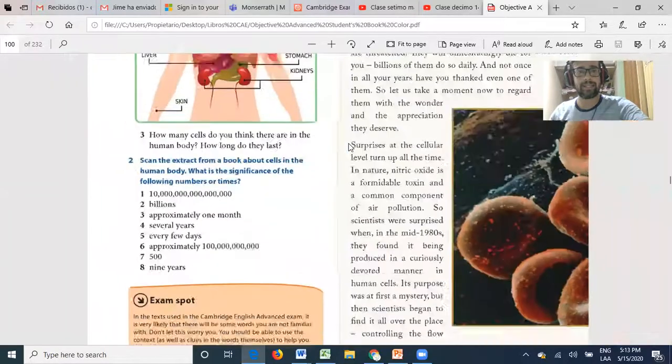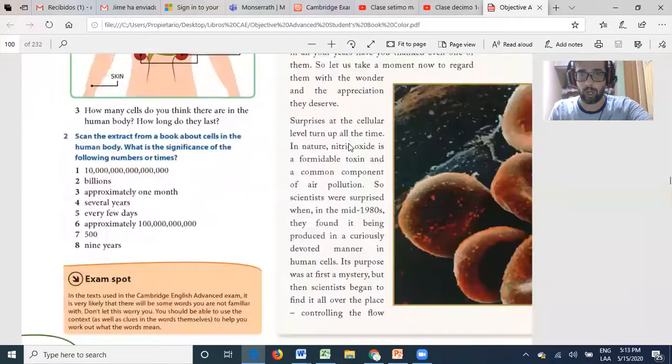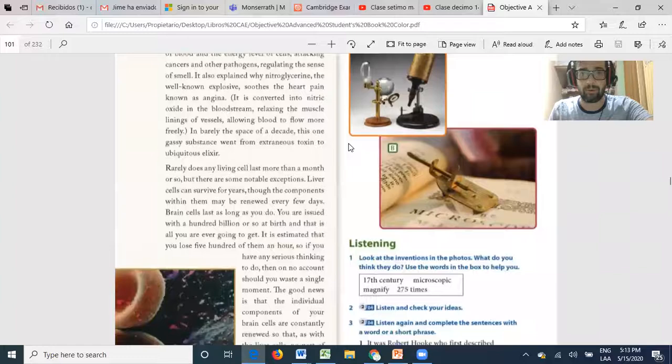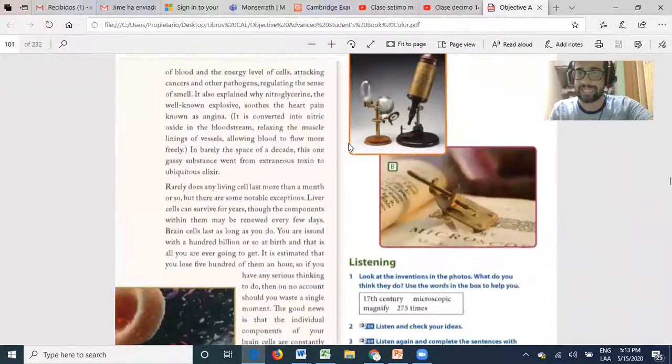So again, this exercise number 2 is very important. Again, it says scan the extract from a book about cells in the human body. What is the significance of the following numbers or times? So read it very quick, scan it, and then go back here and look at that information and try to see what extra information you can get from just looking at these numbers or words, 1 to 8. Okay, so all over to here will be the part of reading and scanning.